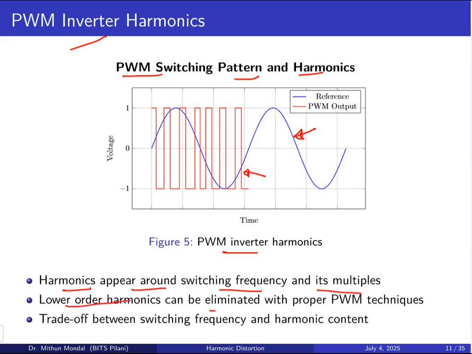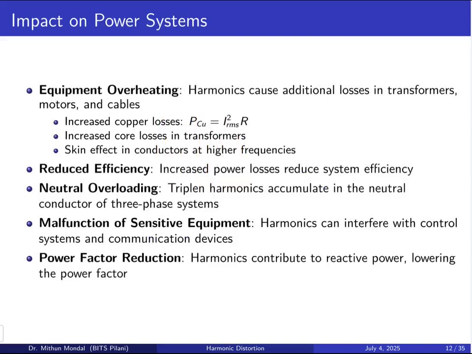Lower order harmonics can be eliminated with proper PWM techniques, and trade-offs should be made between the switching frequency and the harmonic content. So when we do the switching using the power electronic devices, in and around the frequency at which we are doing the switching you will have the harmonics, and yes, the harmonics can be eliminated using proper PWM techniques.